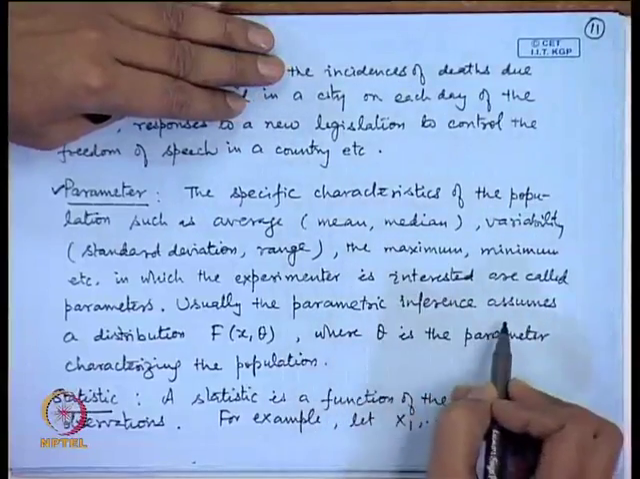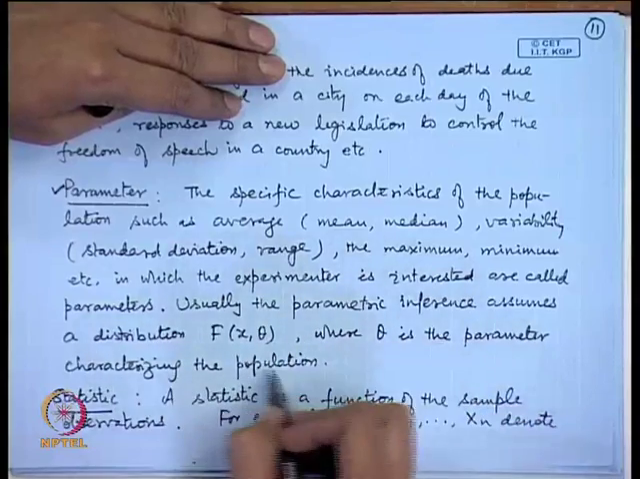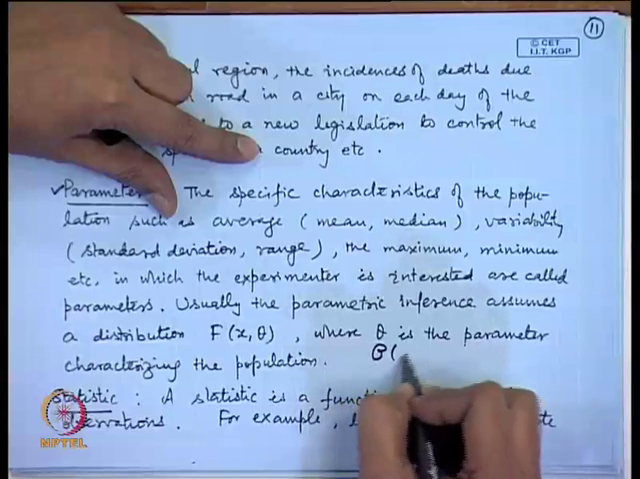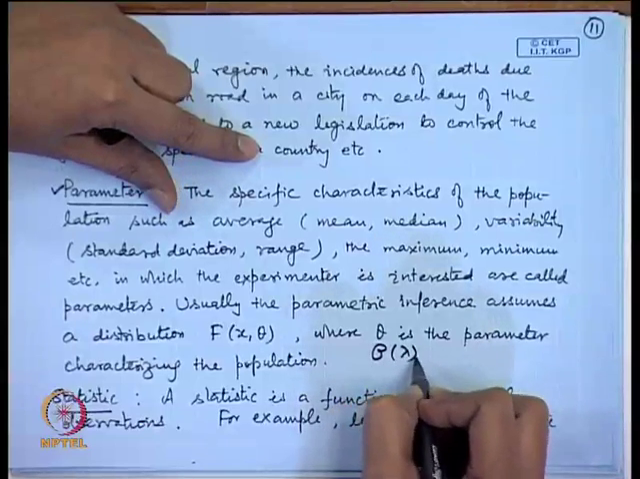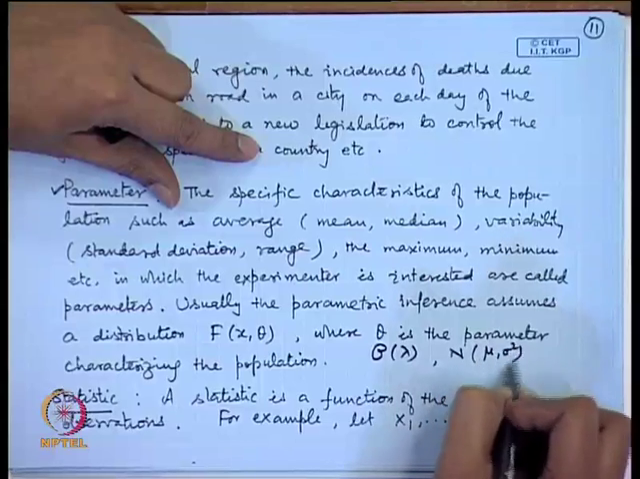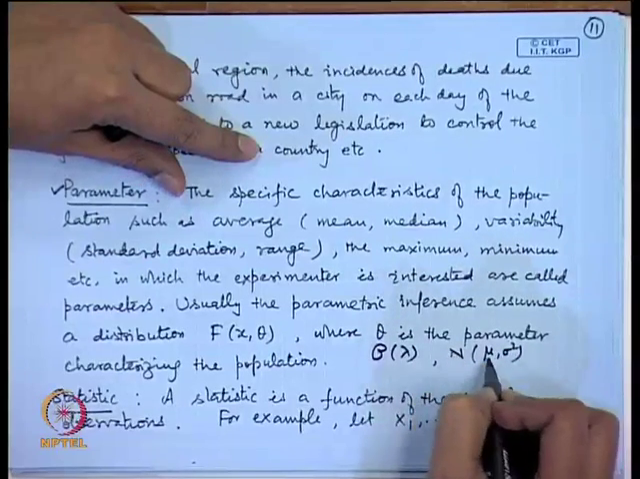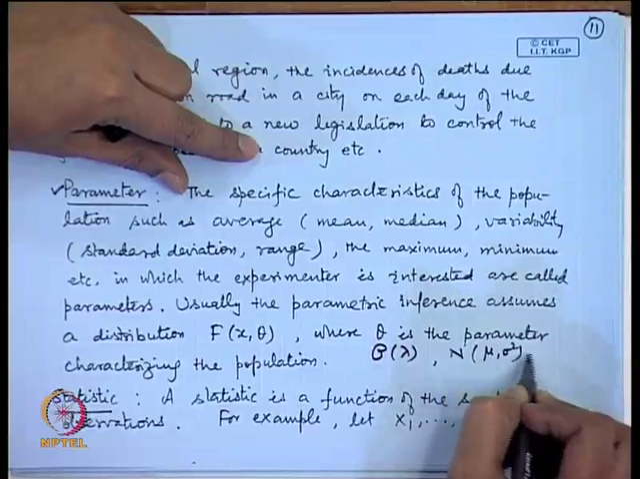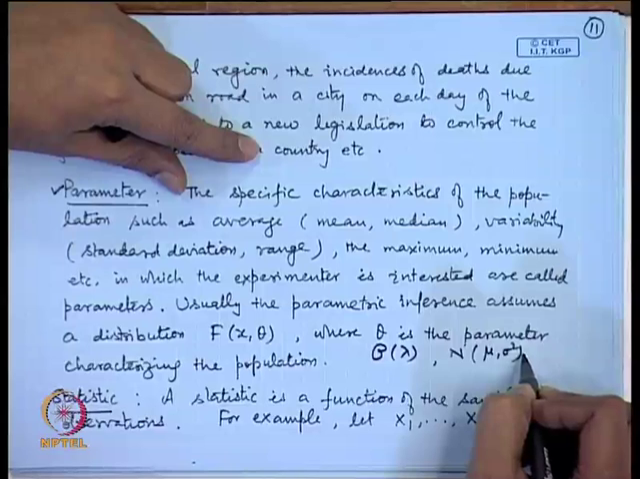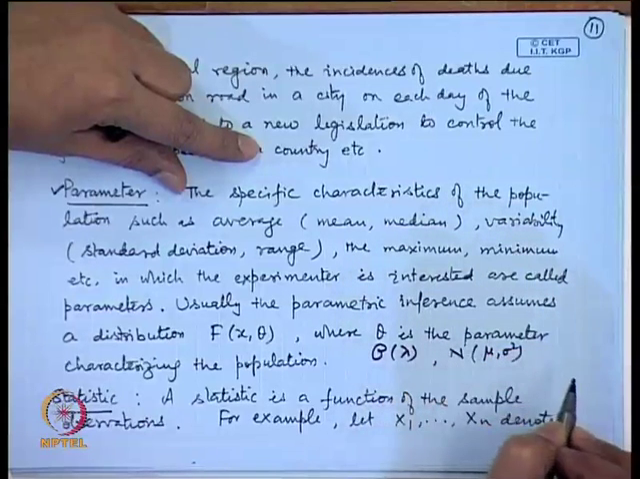Usually the parametric inference assumes a distribution f(x, theta). Here theta is the parameter which characterizes the population. Popular examples are the Poisson(lambda) distribution, where lambda is the parameter. If I say Normal(mu, sigma square) distribution, the distributional model is normal and it is characterized by the parameters mu and sigma square. Here mu and sigma square are the mean and variance respectively. In the Poisson distribution, lambda itself is the mean as well as the variance of the distribution.